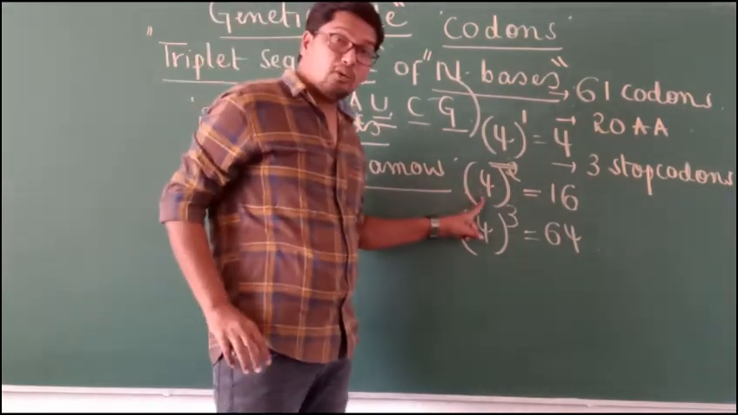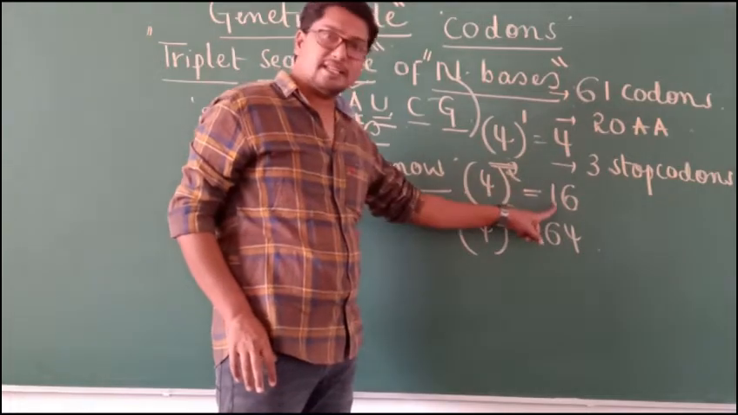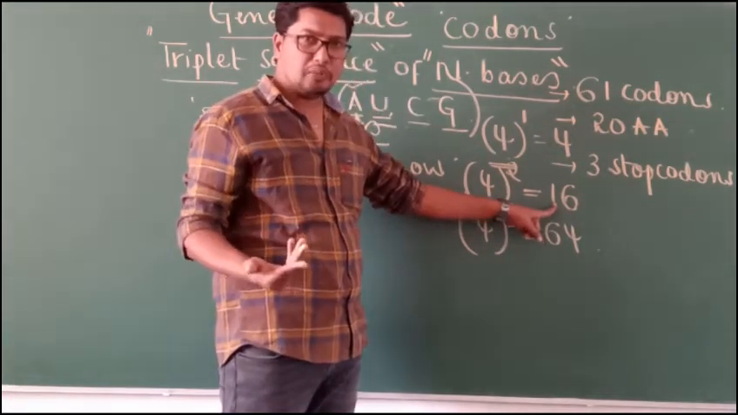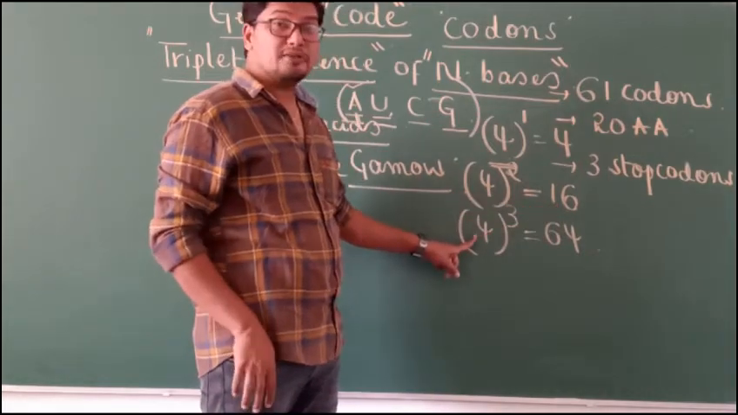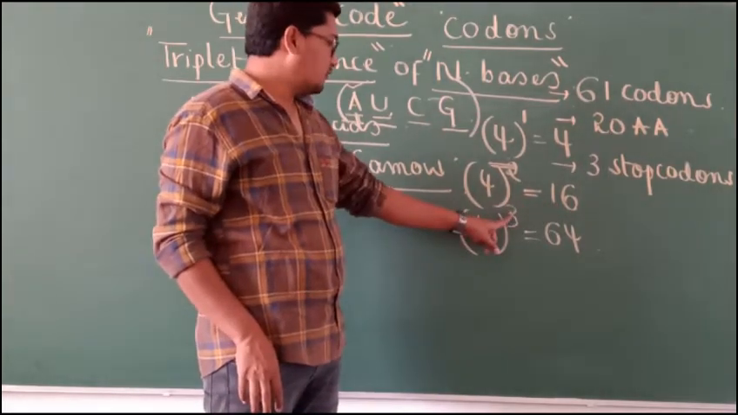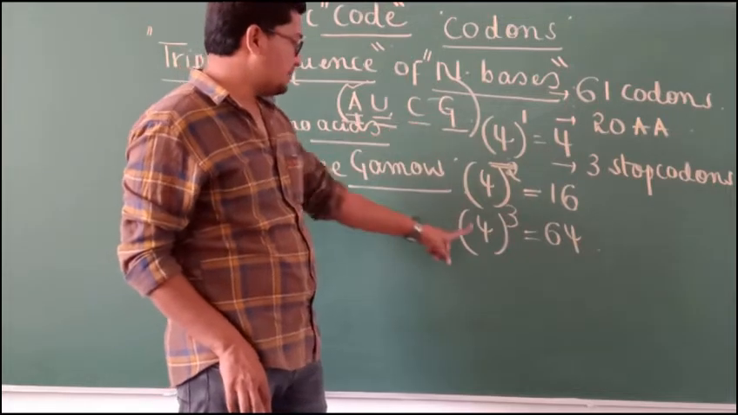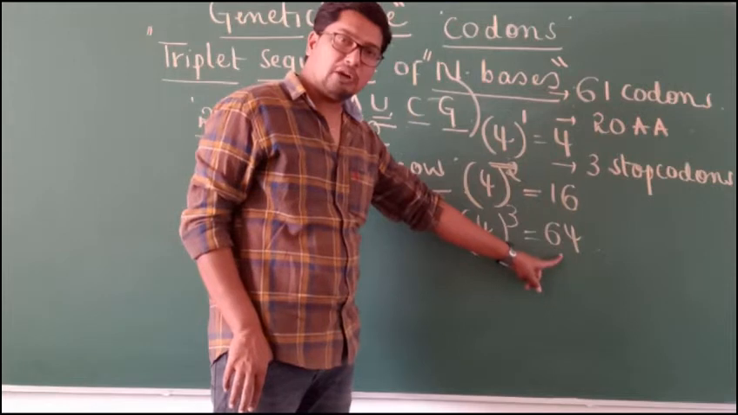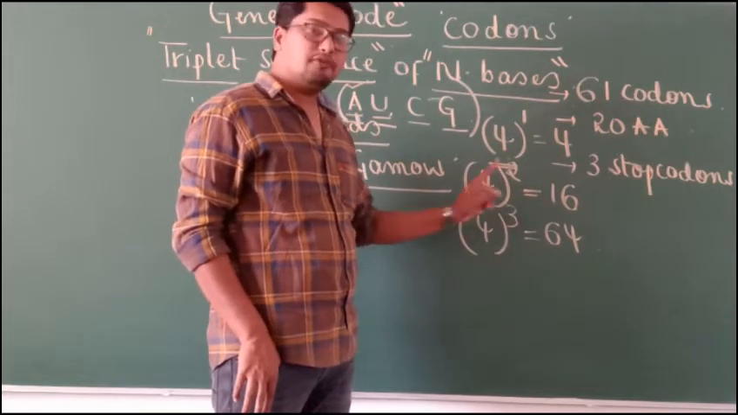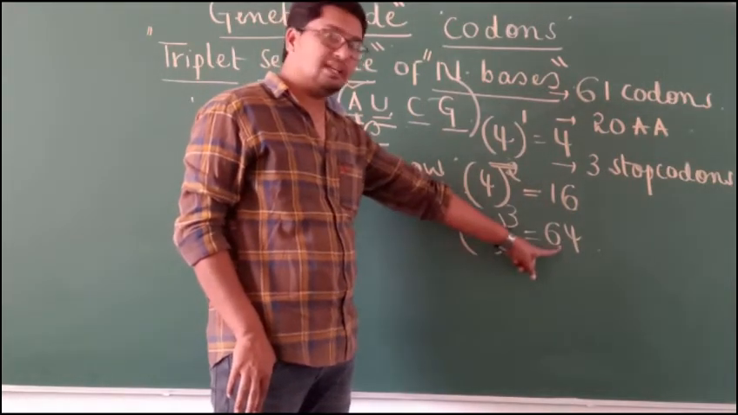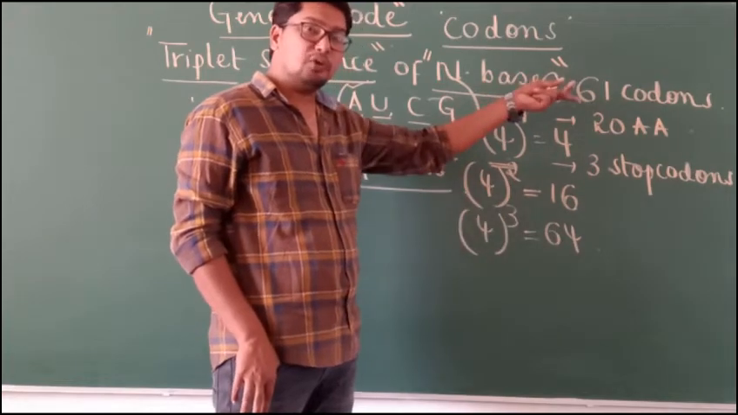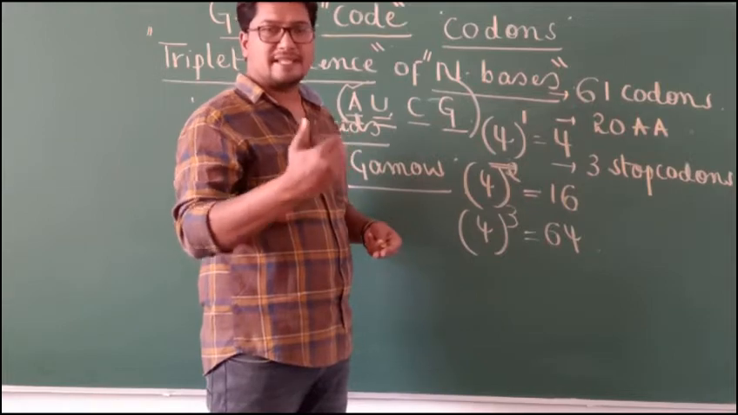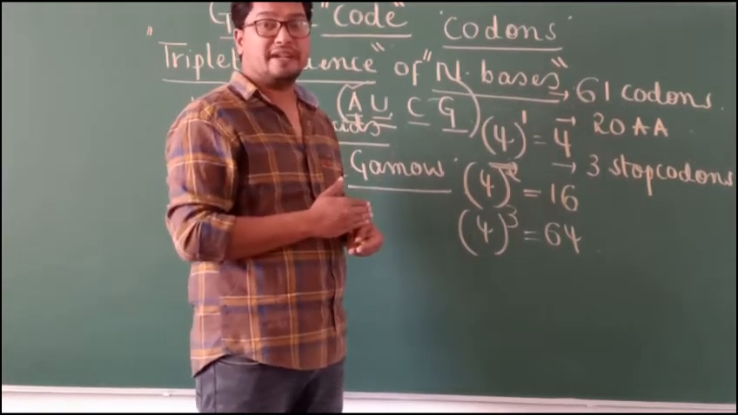Let us consider the code is a doublet, 4 power 2, that is the number of codons is 16. 16 is less than 20, it is not possible. So finally the code must be a triplet. So when it is 4 power 3, 4 types of nitrogen bases arranged in triplets, how many arrangements or combinations are possible? 64 combinations are possible. They are nothing but the codons. So 64 is more than 20. So happily they can code for 20 amino acids at the time of polypeptide chain synthesis.